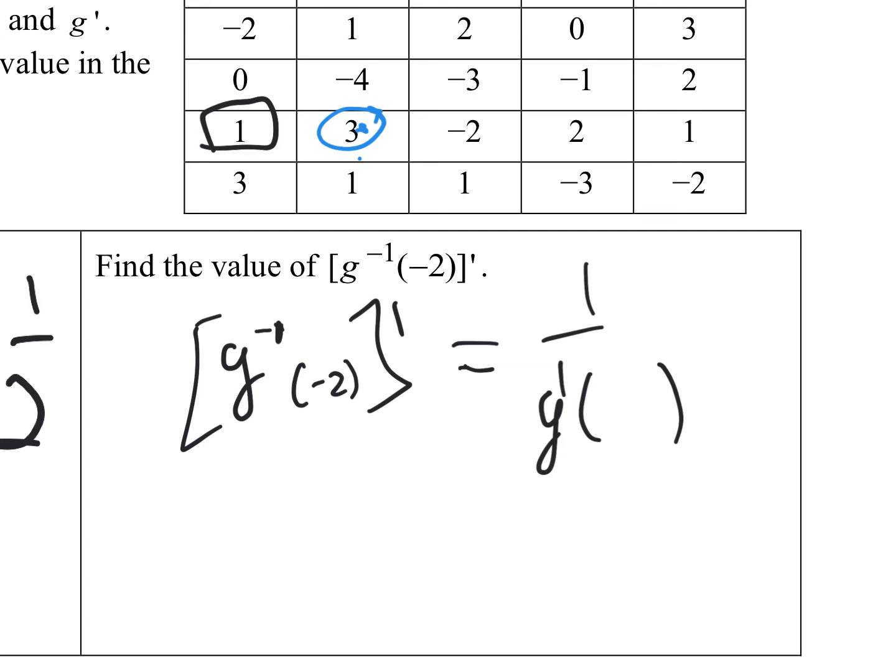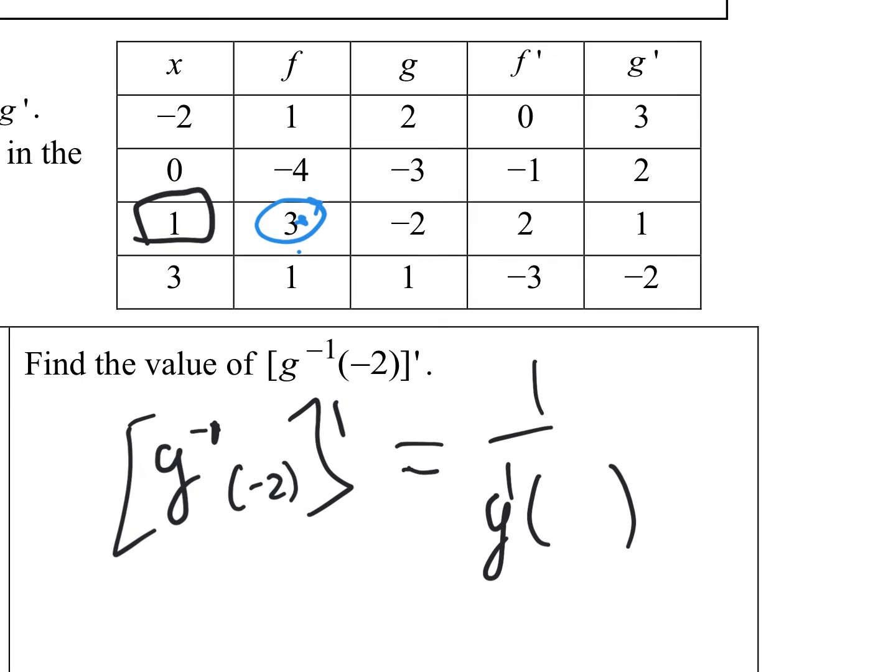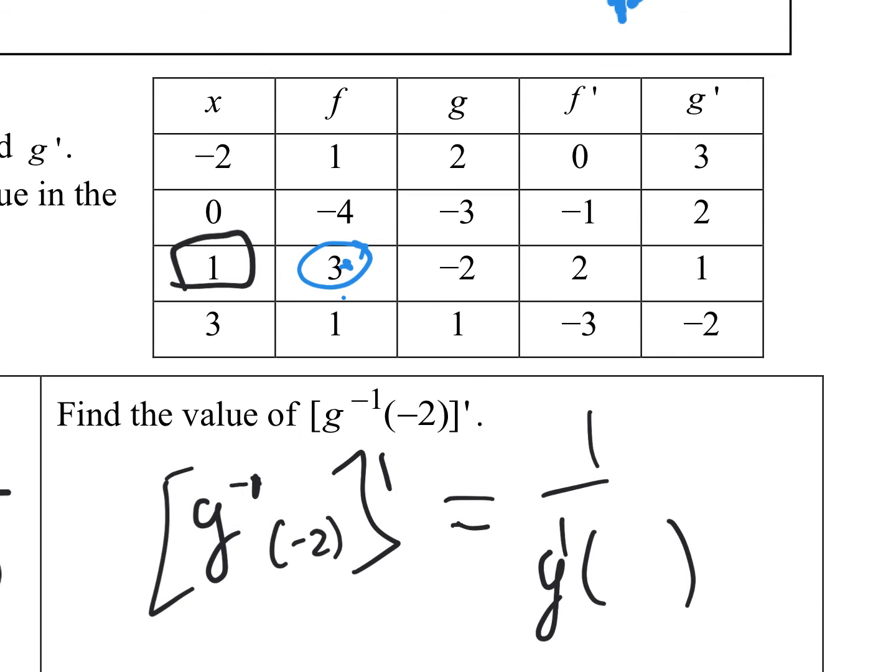Can we play that game again? What is g inverse of negative 2? Well, I don't have the g inverse column. So I've got to use g and look for the y values in g that are negative 2, if there is one.